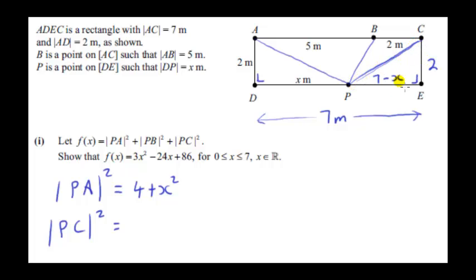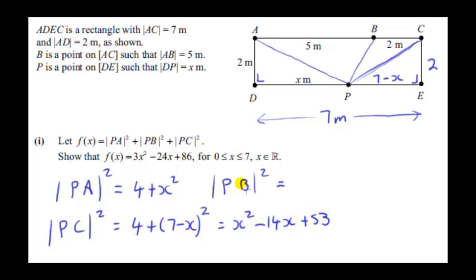So the square of the hypotenuse, that's PC squared, is the sum of the squares of the two short sides. So that's 2 squared, which is 4, plus (7 minus x) squared. So we have to square this side here, which is 7 minus x. Now minus x squared is plus x squared. Minus x by 7 is minus 7x, doubled is minus 14x. We get 49 plus 4 is 53.